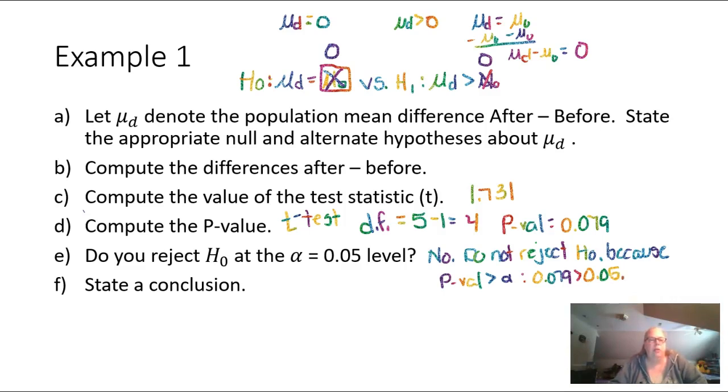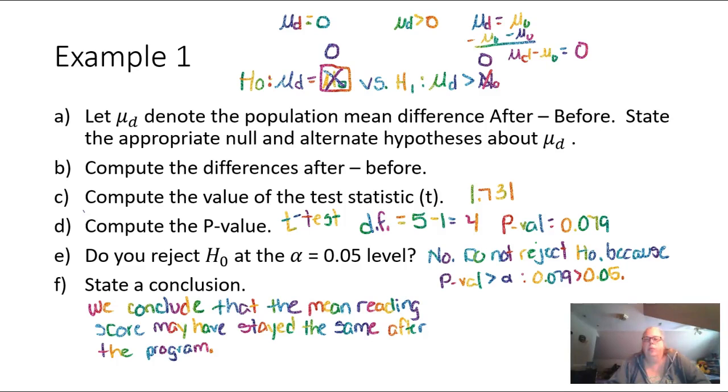All right. Now we're going to state our conclusion. Now we are not accepting the null hypothesis. All we're saying is that there's not enough evidence to refute it. Okay. So our conclusion, we conclude that the mean reading score may have stayed the same after the program. So this is our way of saying that we're going to stick with the null hypothesis, but we're still not quite sure that it actually is true. We might want to do some more testing on it.